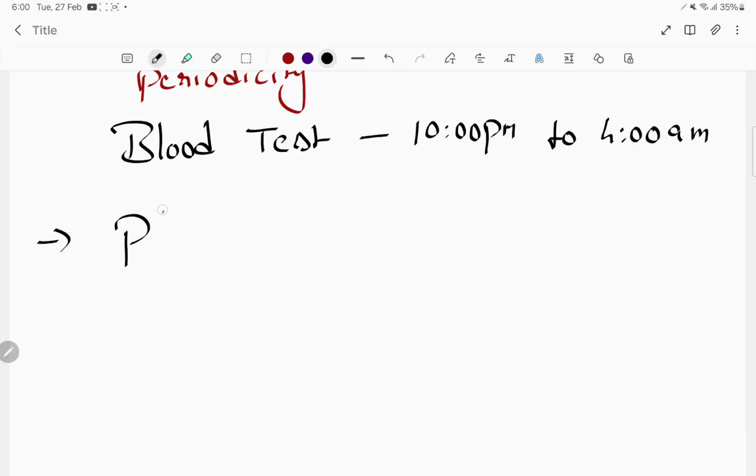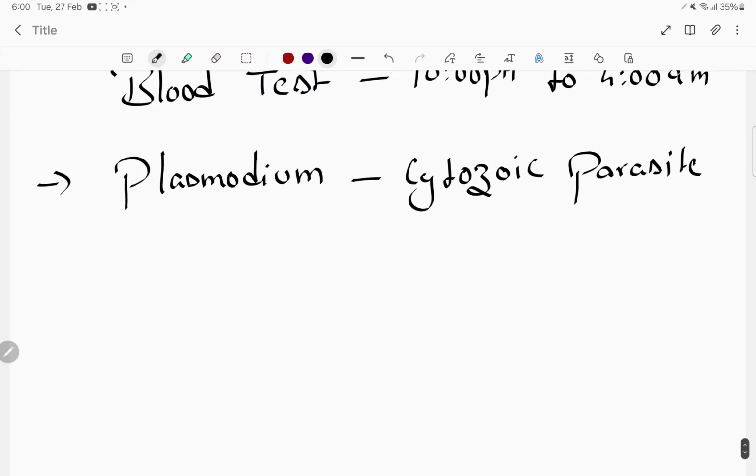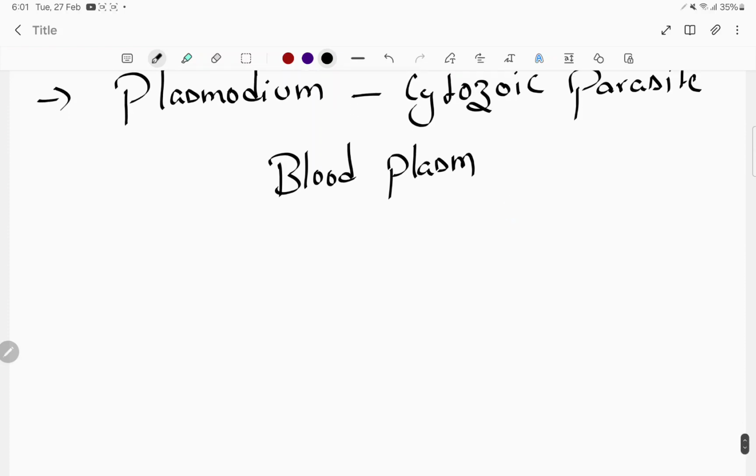The Plasmodium is a cytozoic parasite, because it is present in blood plasma of man.